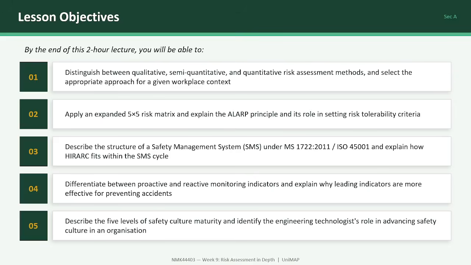Objective 4. Differentiate between proactive and reactive monitoring indicators and explain why leading indicators are more effective. This is a fundamental safety management concept, measuring what has gone wrong versus predicting and preventing what has not yet happened. Objective 5. Describe the 5 levels of safety culture maturity and identify the engineering technologist's role in advancing safety culture. Ultimately, all the tools and systems in the world only work if the people using them genuinely believe safety matters. That is safety culture.